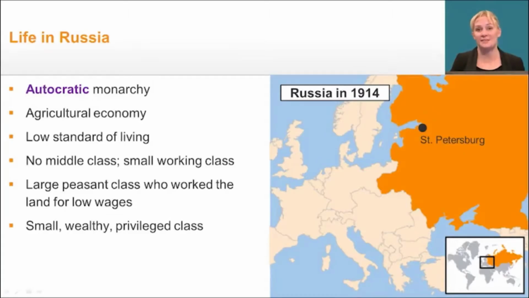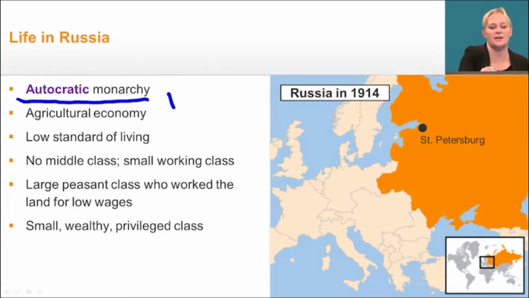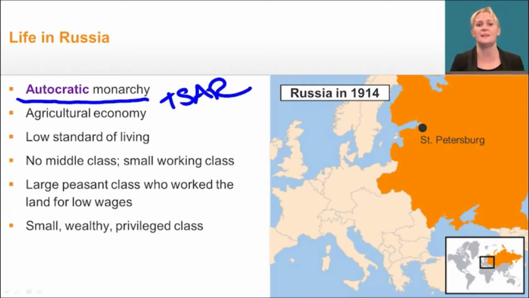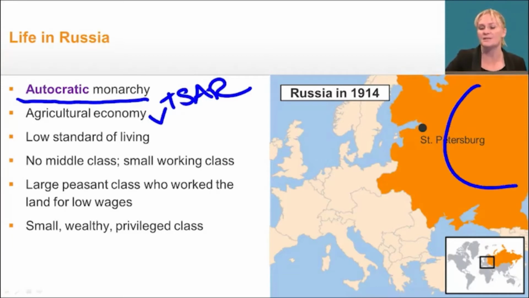Let's take a closer look at life in Russia. The important thing to remember about Russia at this time period was that it was under an autocratic monarchy, and that meant that it was ruled completely by the Tsar. He had unlimited power. Also at this time, Russia was under an agricultural economy, and this meant that most of the population were farmers. They were farming the land. And because of this, there was a very low standard of living.